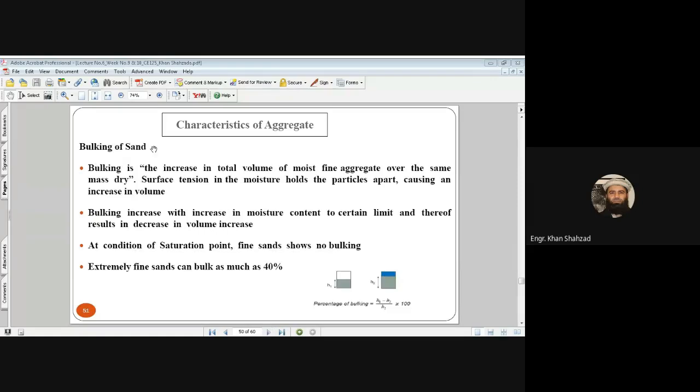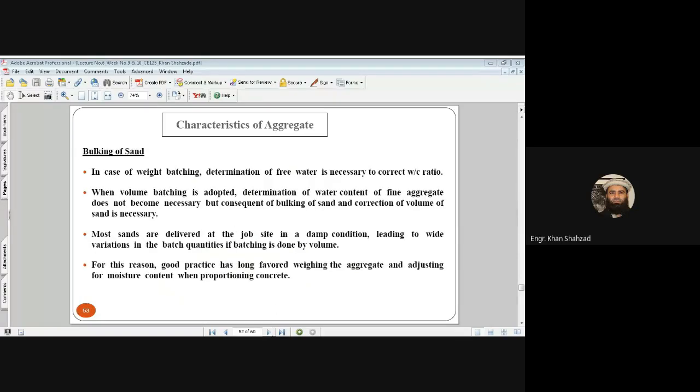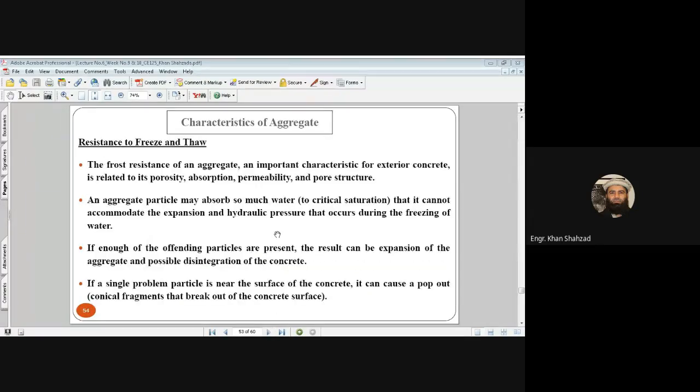Next topic is bulking of sand. This is very simple. I have shared some links for a video from YouTube. You can see that, and once you come to the department, you can perform this experiment in the lab as well. Bulking of sand is very important. You should read it. If you have any problem, we can discuss in the coming class.